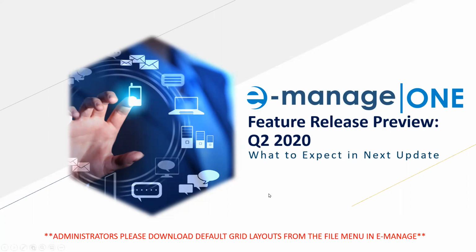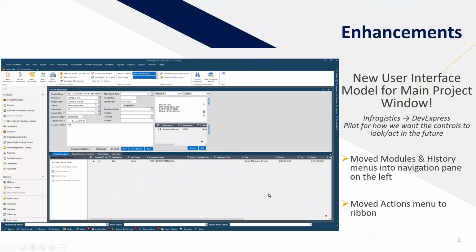So first thing, get started here. Huge enhancements on this one. If you were at my last webinar, you got a sneak peek of our new user interface for the project information window. So this is a little preview here. We did switch our platform from Infragistics to DevExpress, and that is the plan to do with the rest of the application. So it's pretty exciting for us. It's just a lot more user-friendly. It's easier to work in on our side. And so this is the pilot for how we want the controls to look and act in the future.